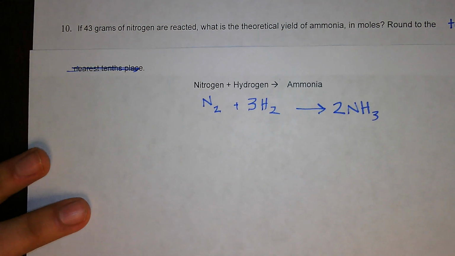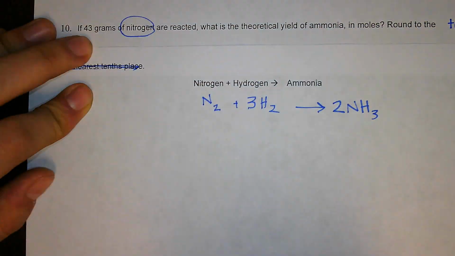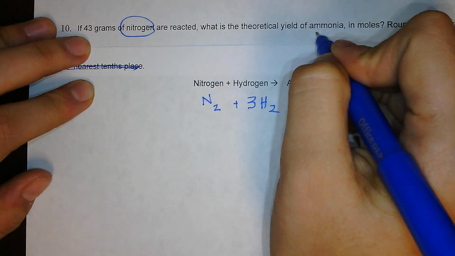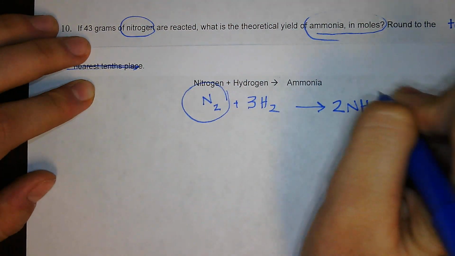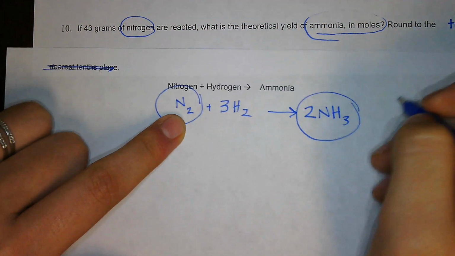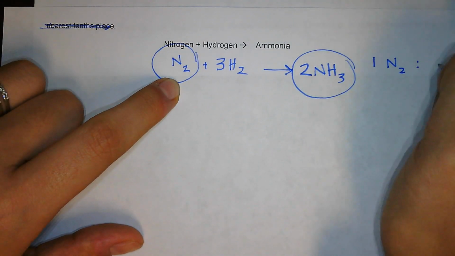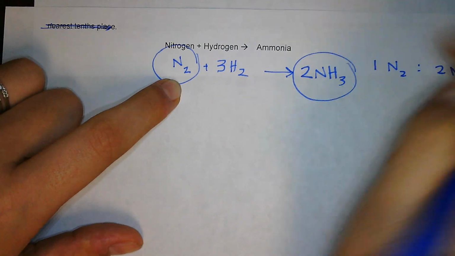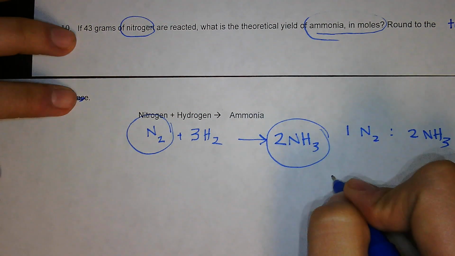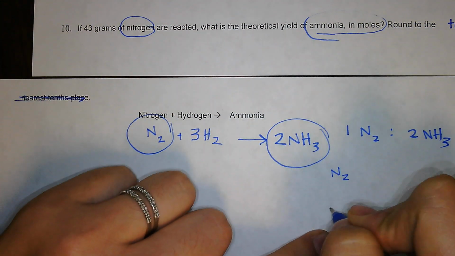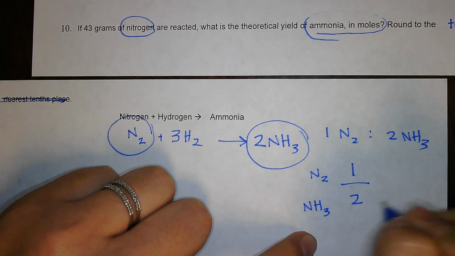Now I just have to find what they want me to compare. So if 43 grams of nitrogen are reacted, what is the yield of ammonia in moles? Alright, so I am comparing nitrogen and ammonia. I know that my ratio right here is 1 N2 for every 2 NH3. A 1 to 2 ratio. Alright, so I can say that I'm going to keep my nitrogens at the top, keep my ammonias at the bottom. For every 1 nitrogen, I have 2 ammonia.